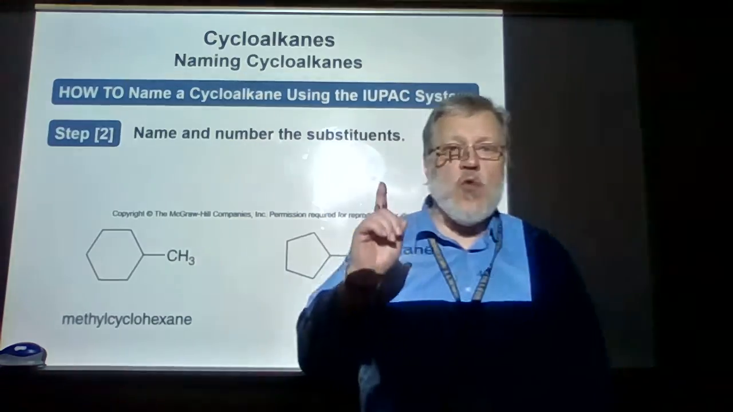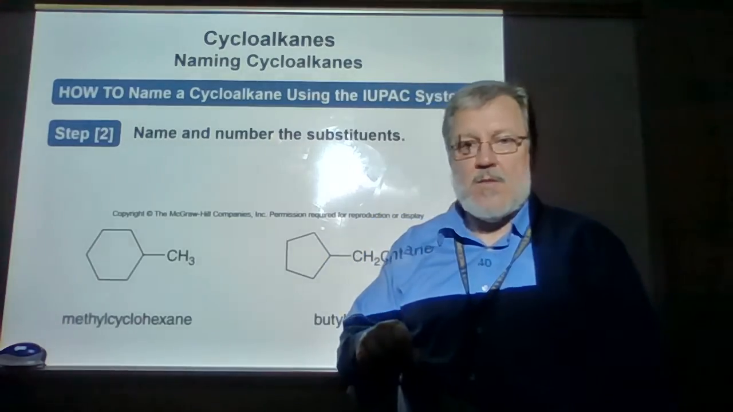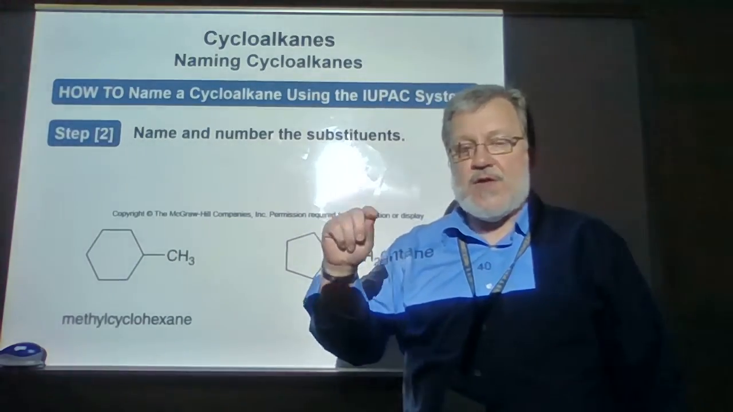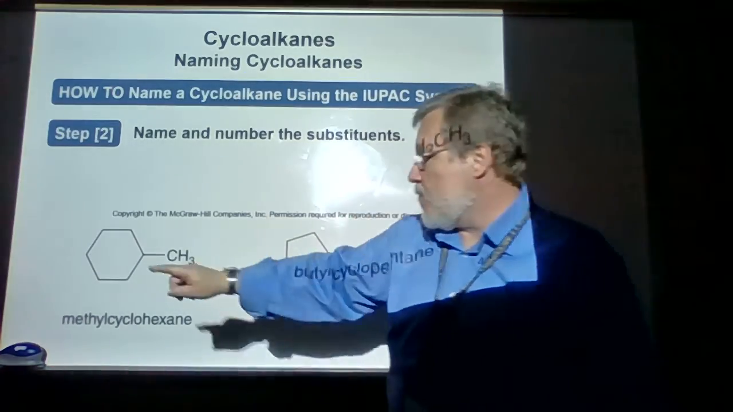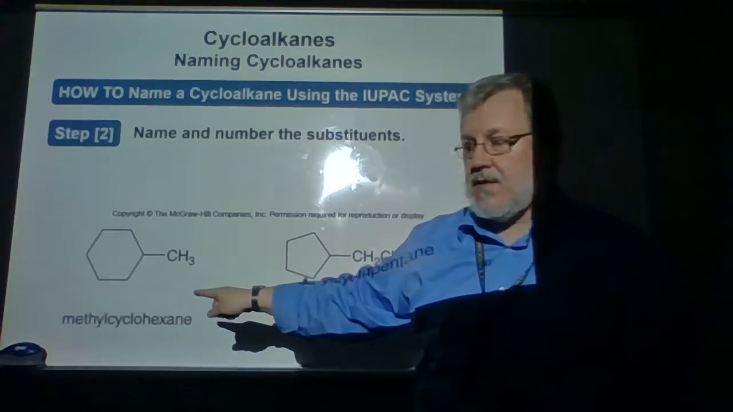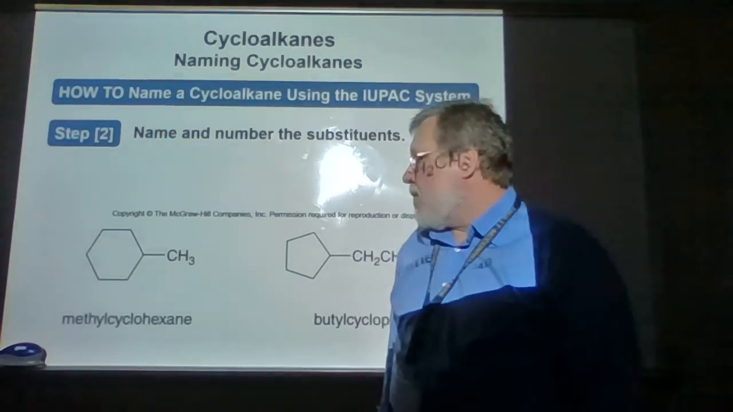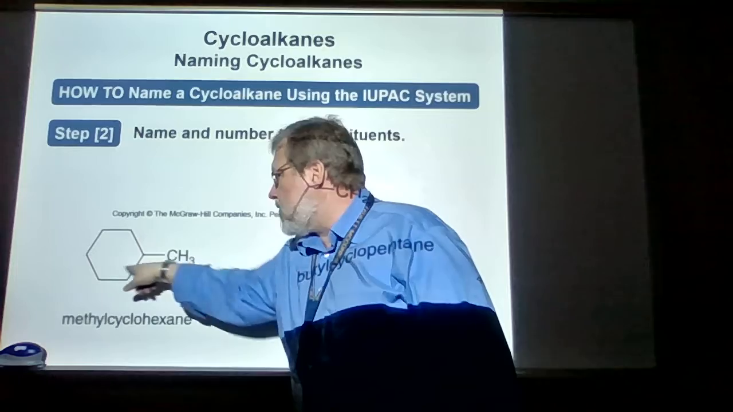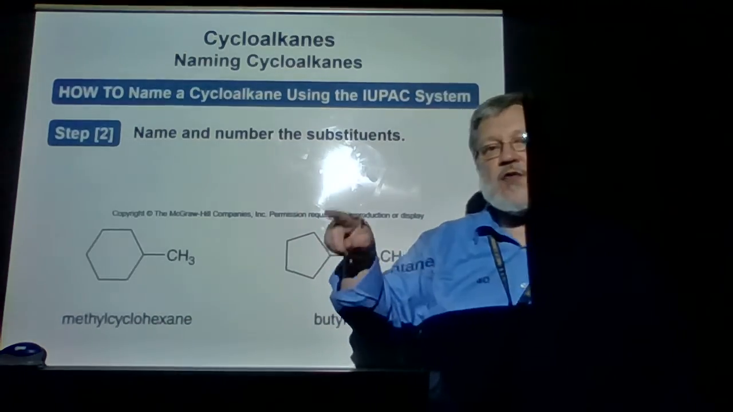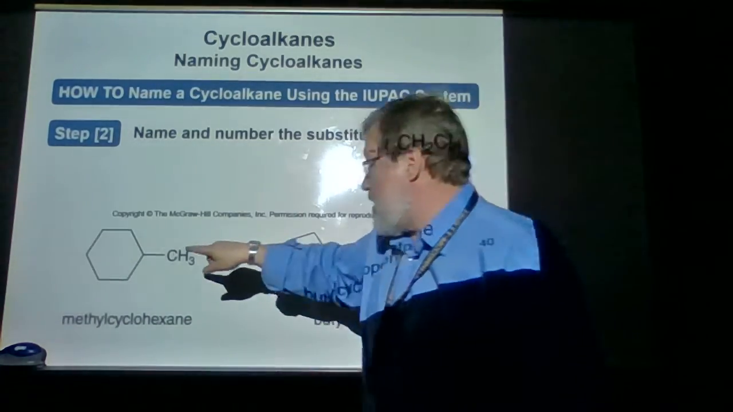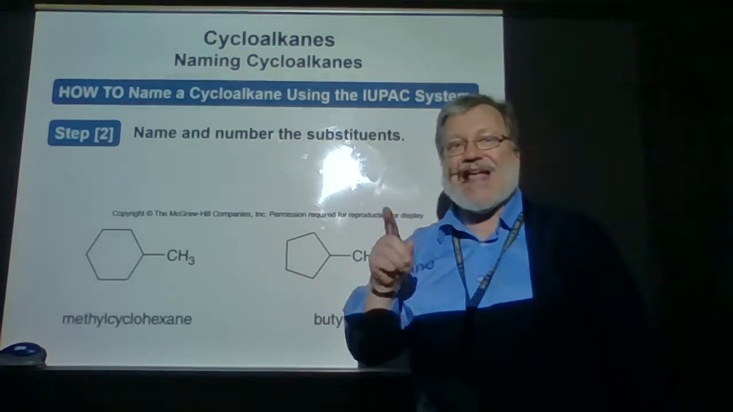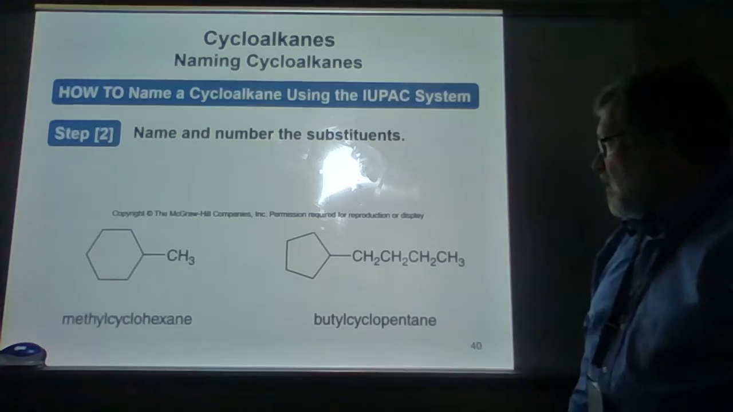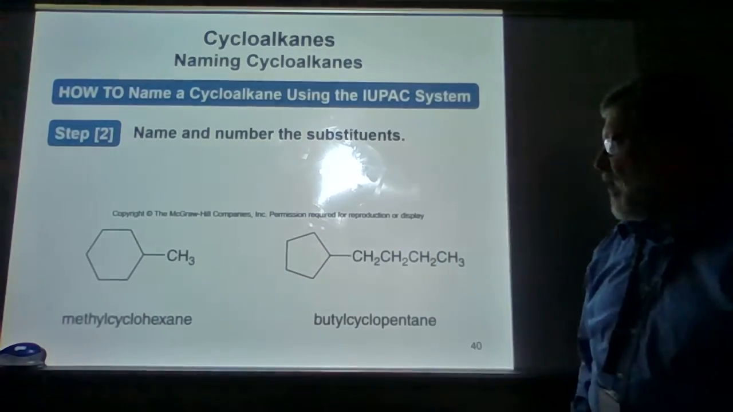If we only have 1 substituent attached to the ring, we automatically define that as the 1 position, because 1 is the lowest position around this ring. So this would be methyl cyclohexane. We don't need to put the 1 because there's only 1 substituent on there. Since we want the lowest numbering possible, we know that that 1 substituent is going to be at the first position, number 1.